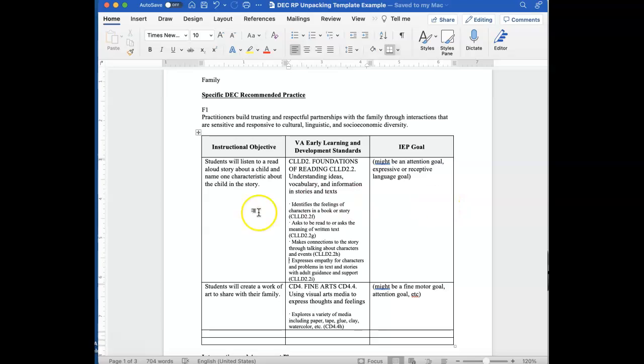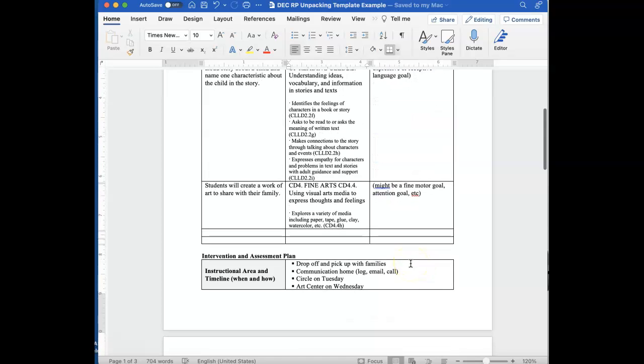So that's how you make those linkages across the instructional objectives, the learning standards, and then the IEP goals. So again, here's just an example. And again, this is a recommended practice that you would recognize as something I'm doing with families, but I'm also making it relevant to the students in my classroom. So I am going to have instructional objectives here as well. So that is how you would do this first part.